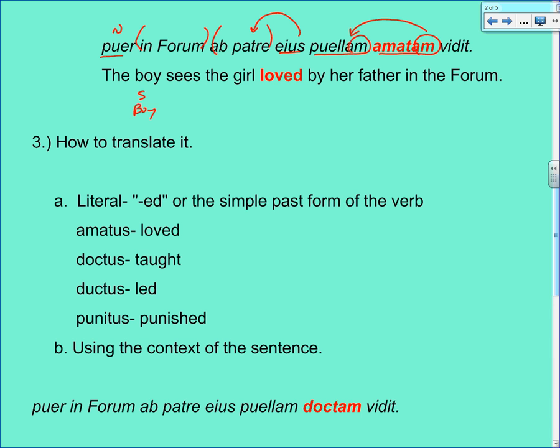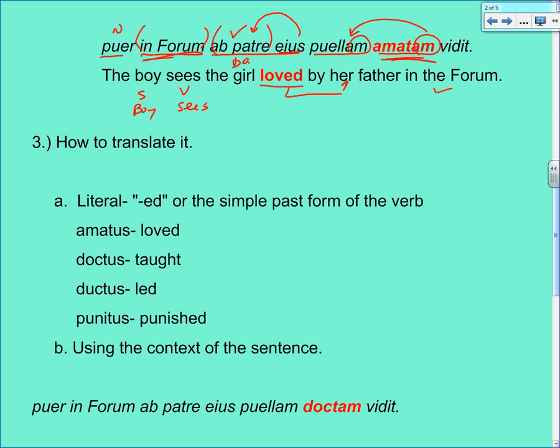In this case, the passive amatum is going to grab a hold of all of these prepositional phrases, excuse me. So I have the boy is the subject, the main verb is sees, the direct object is the girl, and now loved is modifying girl. By her father is going to go with loved as the ablative of agent, and then in the forum is also going to go with loved as a prepositional phrase. So the boy sees the girl, loved by her father. He sees her in the forum.